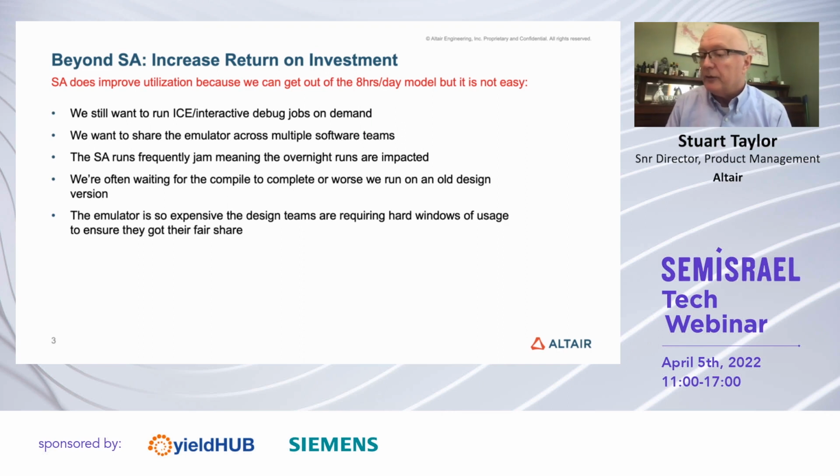The emulator needs to be shared across multiple teams. So how do we do that? Hard partitioning of the emulator to allow some balance across teams leads to its own inefficiencies. The SA runs often get stuck. It is, after all, development. And so the overnight regression doesn't complete overnight, and instead runs during the day, which clashes with the next round of ICE jobs. Further, the SA jobs are often waiting on a compilation to complete. How can we keep simulating while we wait for the new design and then cut over automatically to the new one when it becomes available?